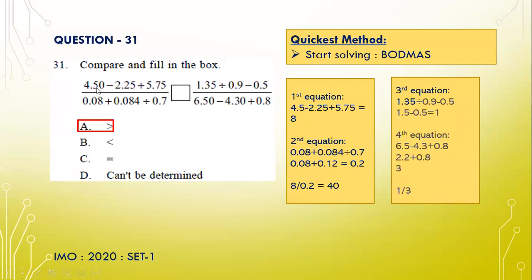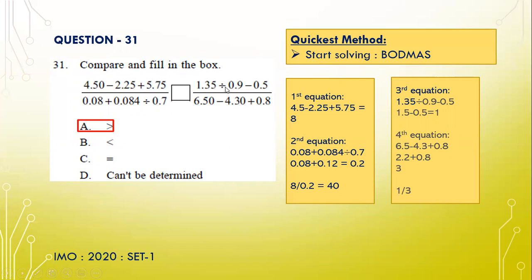So first equation is 4.5 minus 2.25 plus 5.75. If you solve, it will be 8. Second equation, 0.08 plus 0.084 divided by 0.7, isn't it? As per BODMAS, it is bracket, order, division, multiplication, addition, subtraction. So division will come first. 0.084 divided by 0.7 is 0.12, and 0.08 plus 0.12 is 0.2. So 8 upon 0.2 is 40. It is 40, isn't it?